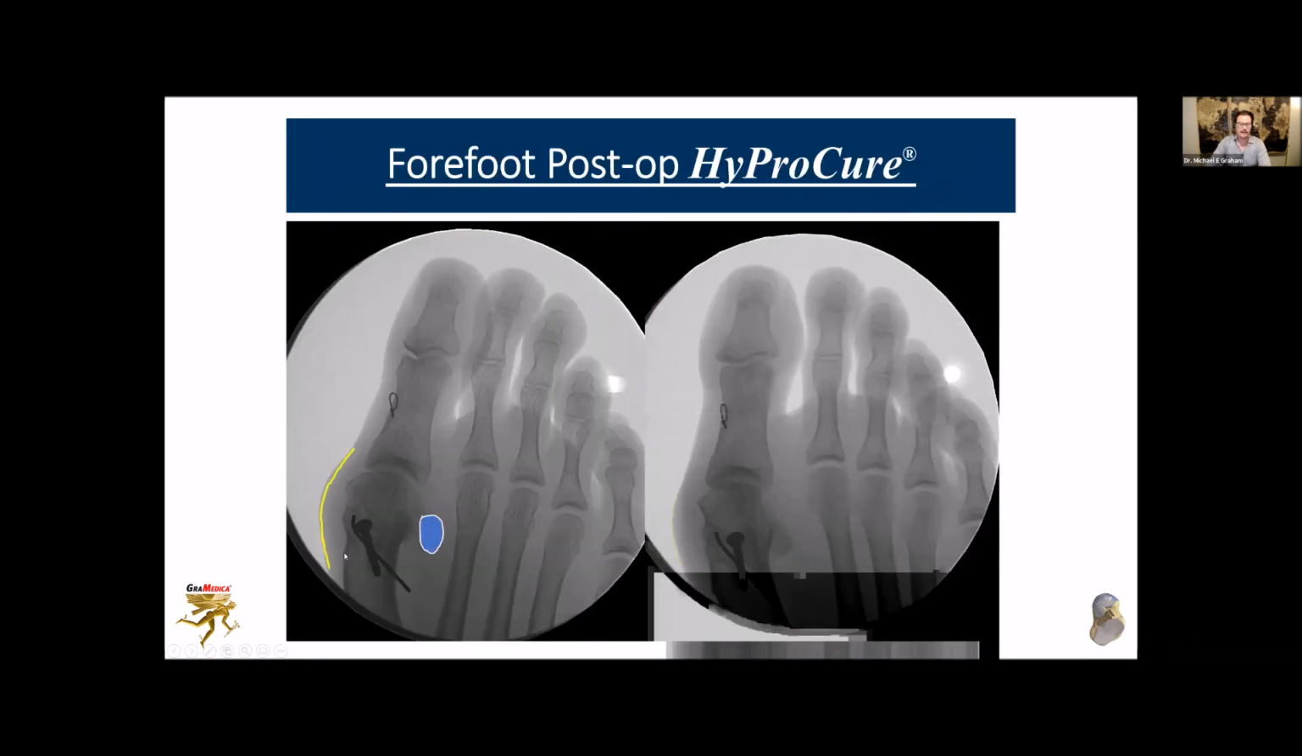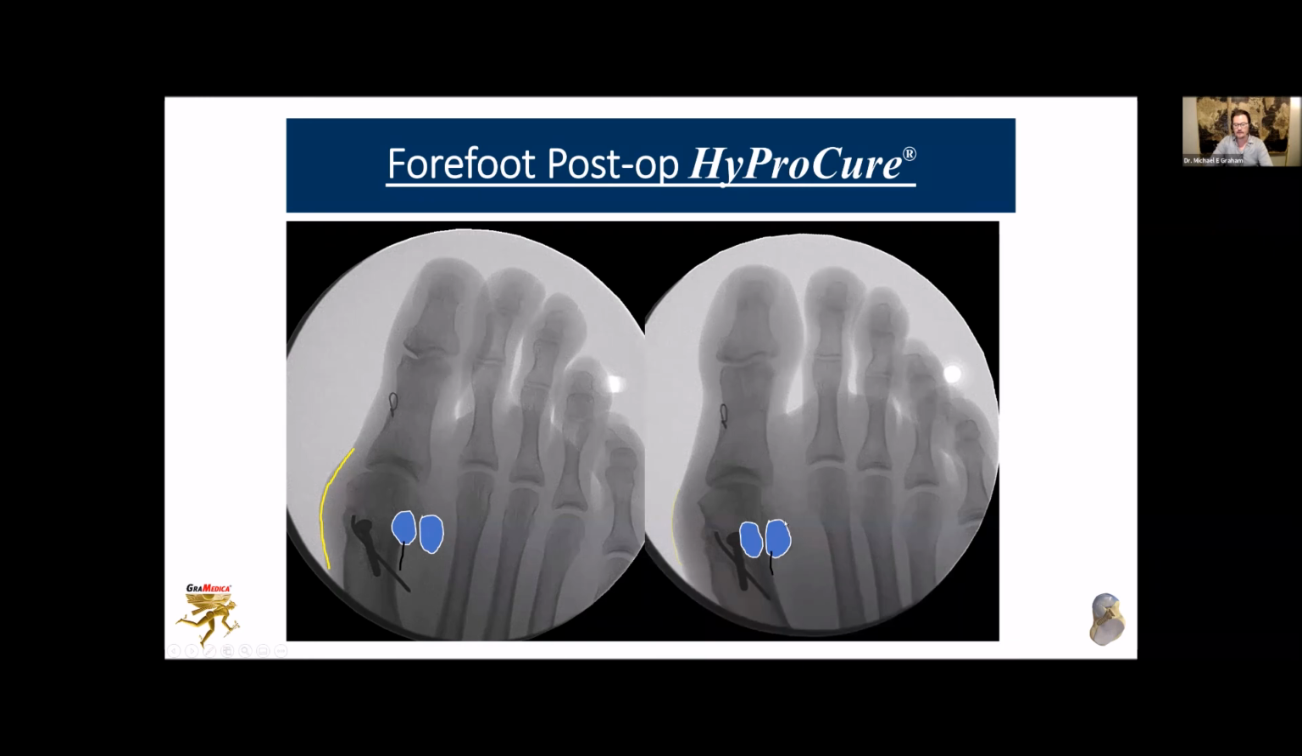So yes, we still have this soft tissue thickening, and this post-op is a full weight-bearing fluoroscopy that was about 2 to 3 weeks post-op. So we look at the sesamoid position pre-op, and we see that just by putting in HyProCure, we've reduced the intermetatarsal angle significantly. And then we take a look at the overlap between the hallux and the second toe, and there's significant straightening of the hallux, again, without performing any other surgery.